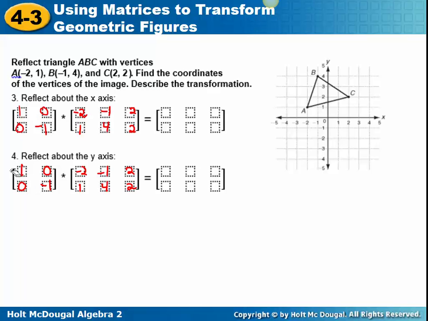And this one is negative 1, 0 for the y-axis. So for the y-axis, all the x-coordinates will have their signs changed, and when reflecting about the x-axis, the y-coordinate signs will change.